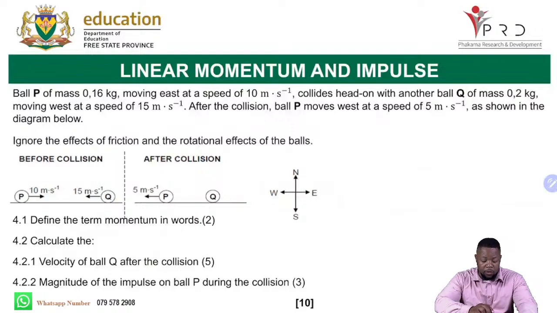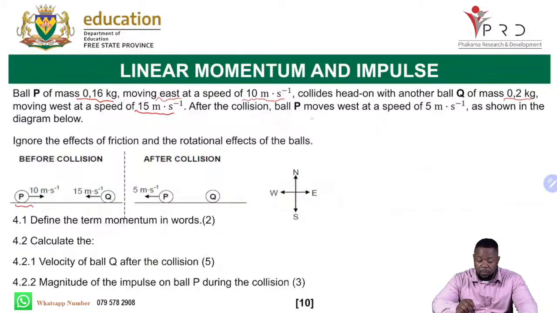We are told that ball P, the mass is given as 0.16 kg. It's moving east with a speed of 10 meters per second. We see that here. It collides head-on with another ball Q of mass 0.2 kg moving west at a speed of 15 meters per second. Now, we're already seeing that there is east and west, so one has to be positive and one has to be negative. It will all depend on which direction you choose to be positive.